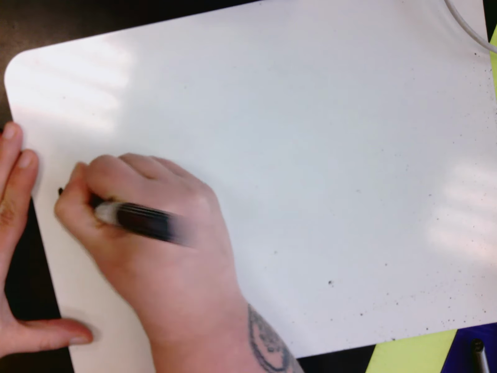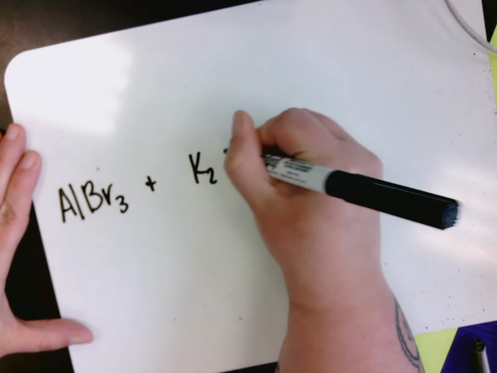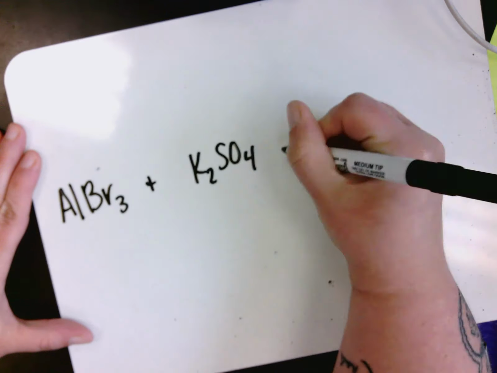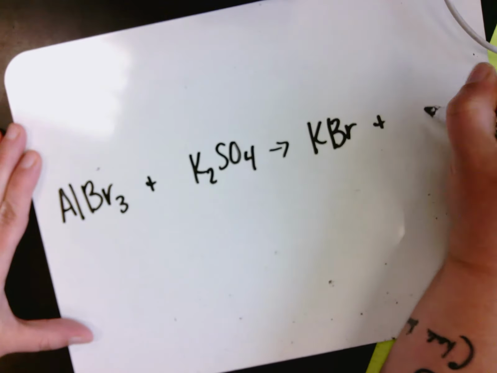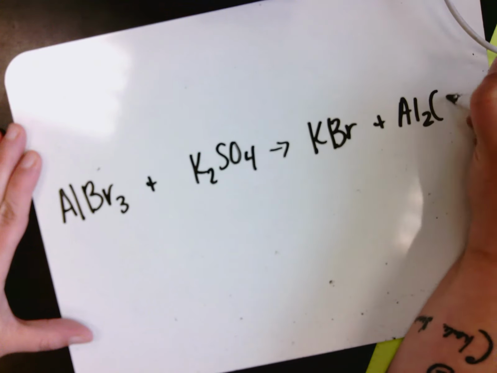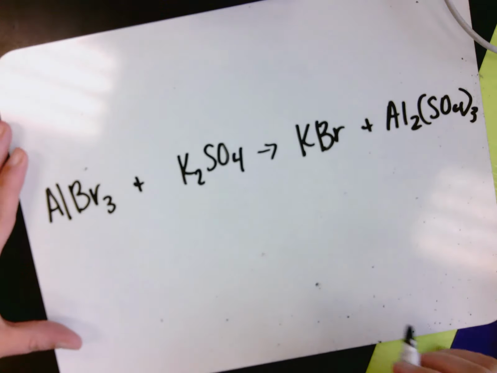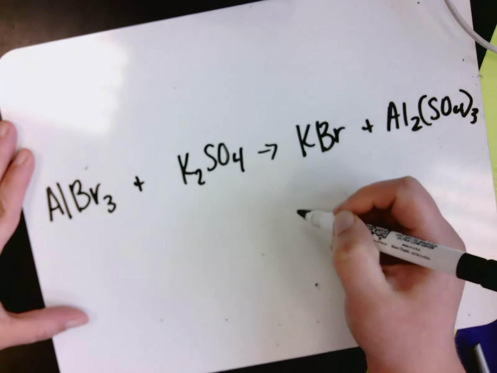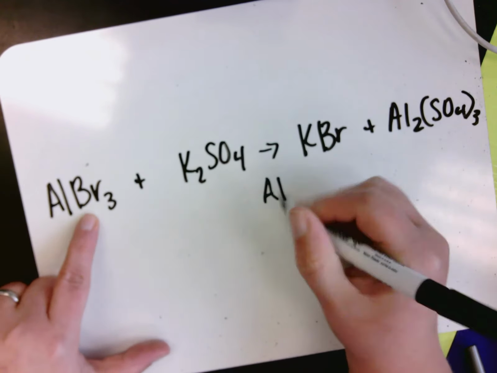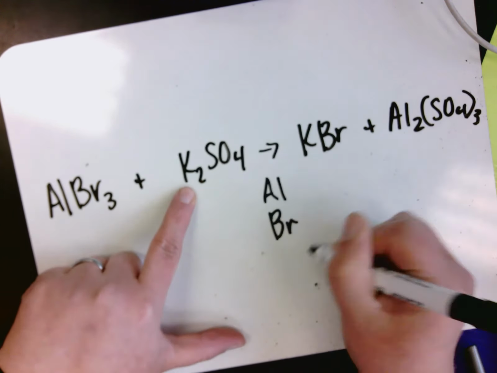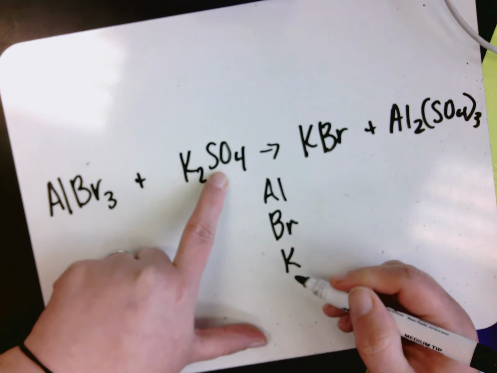We have aluminum bromide plus potassium sulfate yields potassium bromide and aluminum sulfate. There we go. So step 1. What elements are involved in this equation? Well, we have aluminum, we have bromine, we have potassium, and then we have sulfate ion, or sulfur and oxygen.